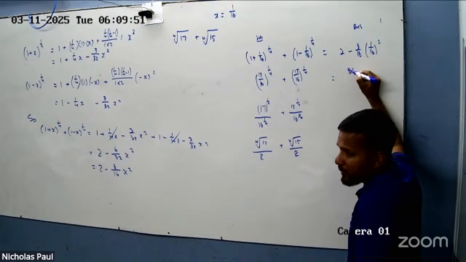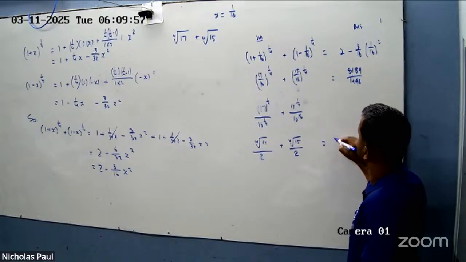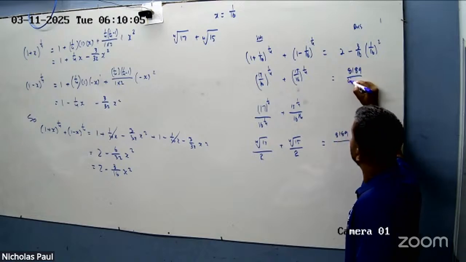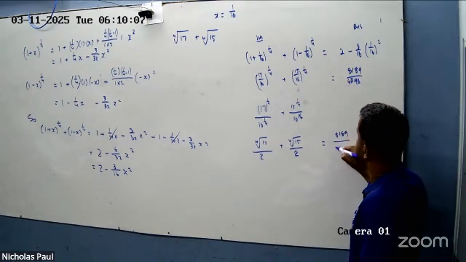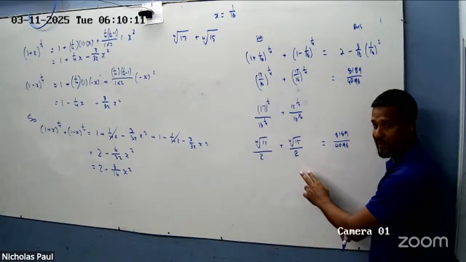81 over 1496. So 81, 89 over 4096. Right? But that's not the answer.